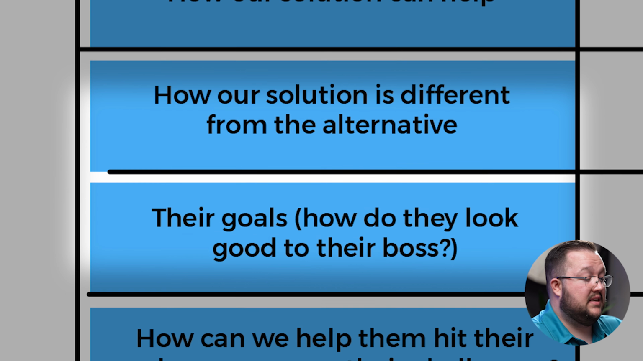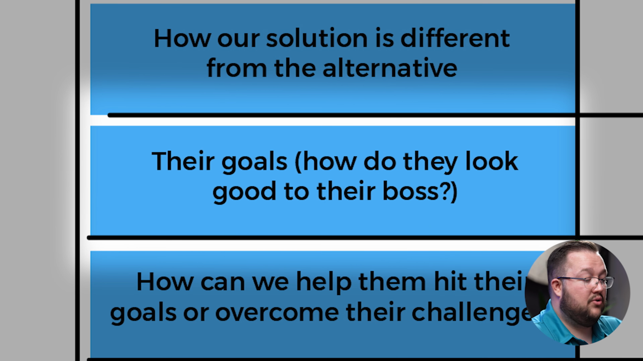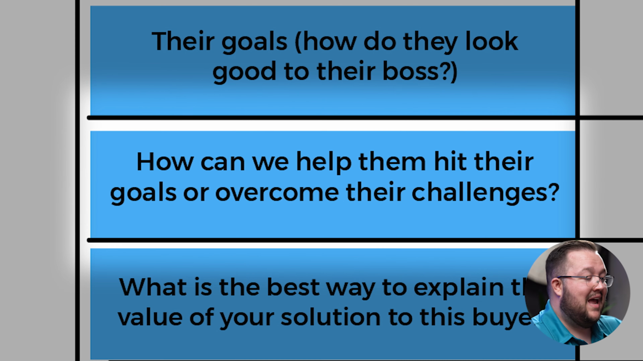Then the next question is their goals. How do they look good to their boss? So pretty simple. What are the goals of this particular persona and how do they look good? So if you're talking about the CEO, maybe they're trying to look good to the board. How do they look good to the board, right? Maybe it's increasing revenue and you sell a product that helps them do that. You want to understand the goals of each persona because they're going to be a little bit different based on who you're targeting. The next piece here is how can we help them hit their goals or overcome their challenges?